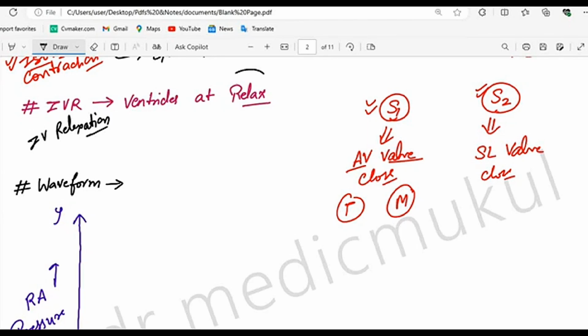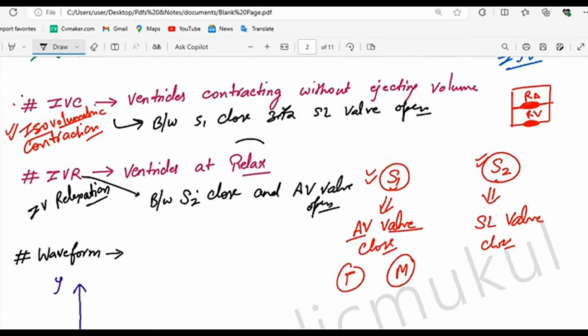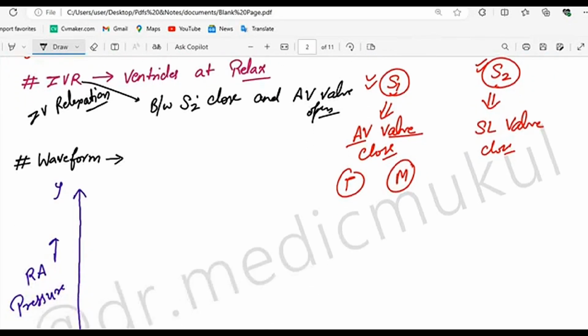अब वेंट्रिकल्स क्या कर रहा है? रिलैक्स कर रहा है. तो ये कहां पे होगा? It is present in the time period between S2 close, when the semilunar valve is closed, and AV valve open. So that period is known as the isovolumetric relaxation. When we discuss the waveforms, you will understand these things. But for now, just remember that IVC and IVR are there. Okay, then next one we have the waveforms.